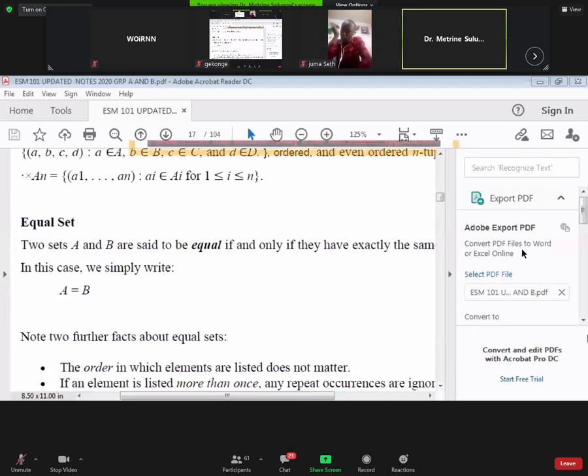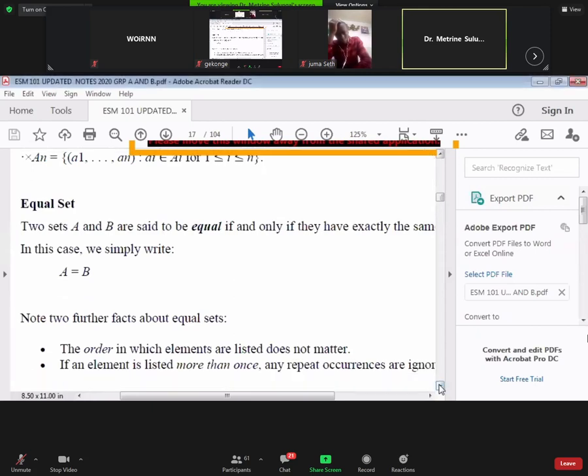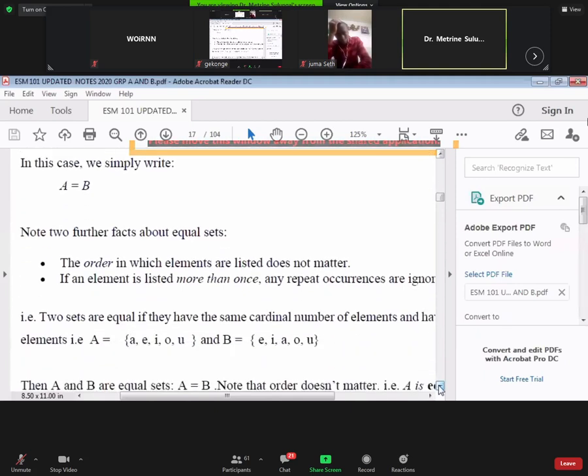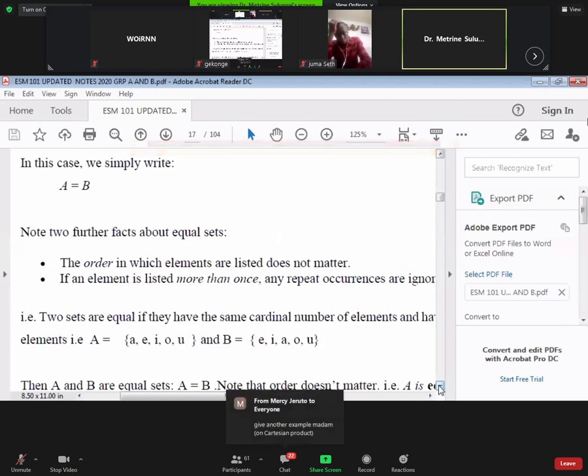There are two facts about equal sets. Number one, the order of the elements in the sets does not matter. If an element is listed more than once, it must only appear once. That was for the other example. But now I'm looking at two sets. Two sets are equal if the number of elements in A, the cardinal number of elements in A, are the same.